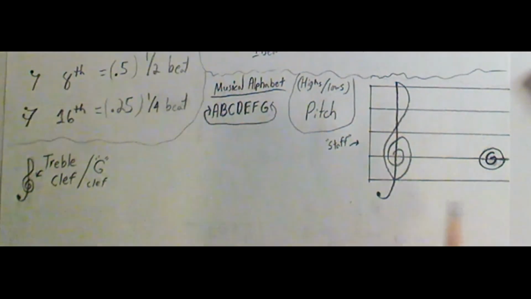Now, don't let it confuse you. This line should be going through the center of the note. That's on purpose. This means that this note is what we call a note on a line.